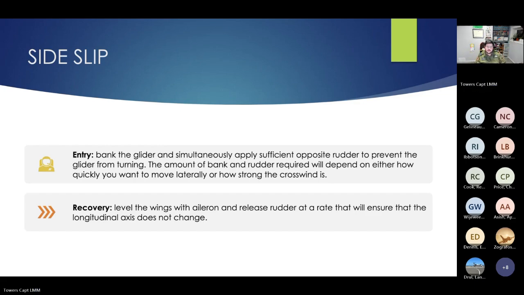And the amount of bank and rudder that's required is going to depend on either how quickly you want to move laterally or how strong the crosswind is. Another reason why you might want to use a slip is if you're on final approach for, let's say, landing lane 1, and then all of a sudden there's something in landing lane 1 and you need to move over to landing lane 3 to land safely, you can use a slip to do that.